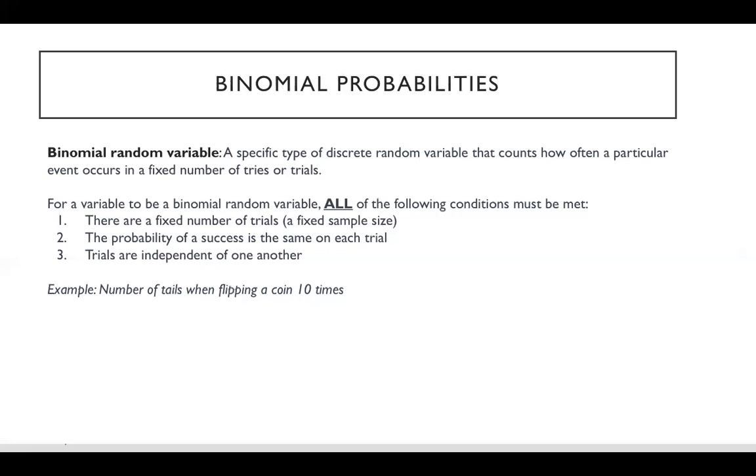If you think of the example of the number of tails you get when you're flipping a coin 10 times, this is a binomial random variable because it meets all of the conditions. There are a fixed number of trials; for this example, we have 10 trials. The probability of success is the same for each trial because heads or tails, it will always be 50%. And the trials are independent of one another. Whether you get heads on one trial or tails on another, it does not affect whether or not you'll get heads or tails on the next one.